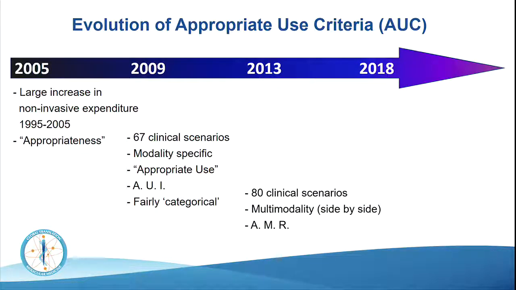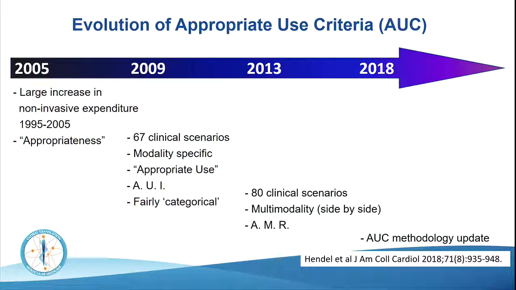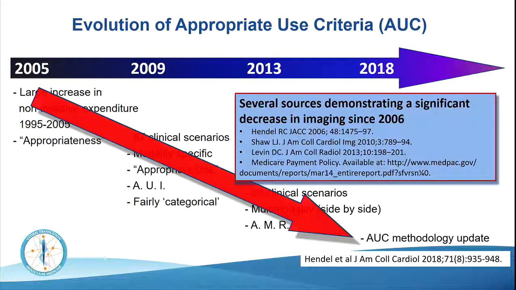Each scenario was labelled as appropriate, uncertain, or inappropriate, but this was felt to be too categorical and confusing for referrers. And the most recent iteration which we have is the 2013 now multimodality appropriate use criteria with 80 clinical scenarios which are described as appropriate, maybe appropriate, or rarely appropriate. More recently, the methodology for developing these guidelines has been updated, and this has recently been published, and I suspect this is in preparation for a new iteration of the appropriate use criteria.